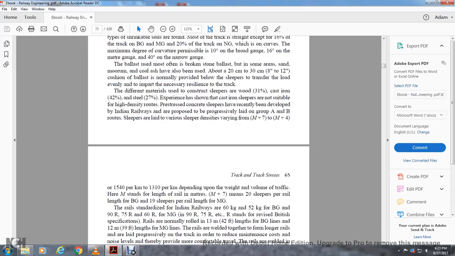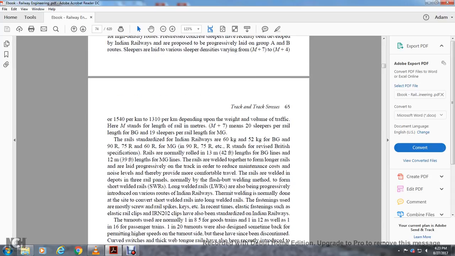Meters time plus 7 means 20 sleepers per rail length for broad gauge and 19 sleepers per rail length for meter gauge. Rail standardization for Indian Railways: 60 kg, 52 kg for broad gauge, and 90R, 75R, 60R for meter gauge.